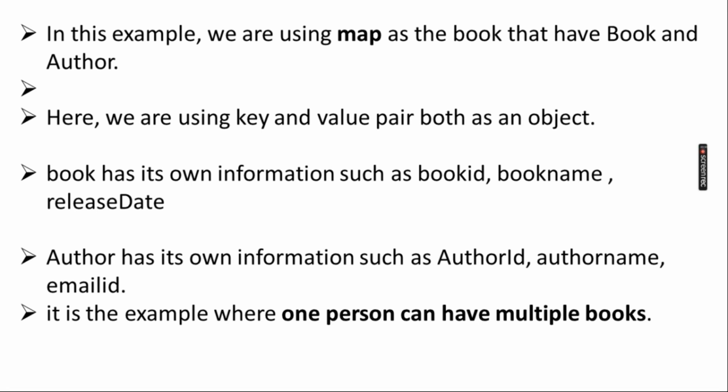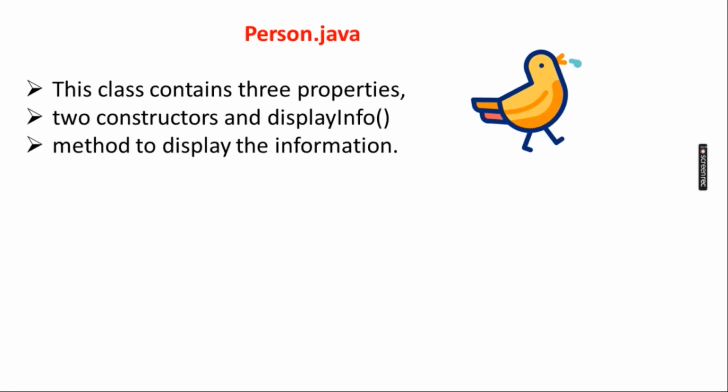We are using key and value pair both as objects. Book has its own information such as book ID, book name, and release date of when that book was released, and author ID, author name, and email ID for the author. So the main criterion is that one person can have multiple books taken from the library.